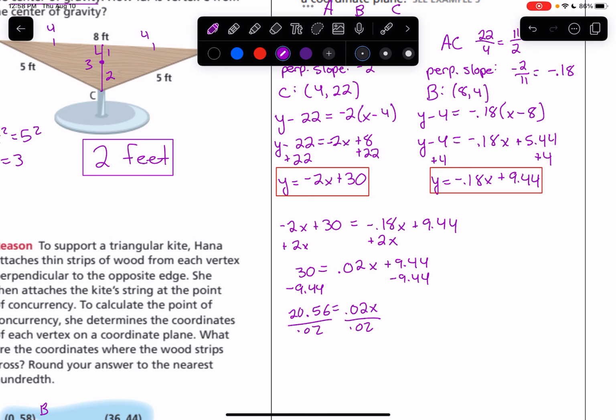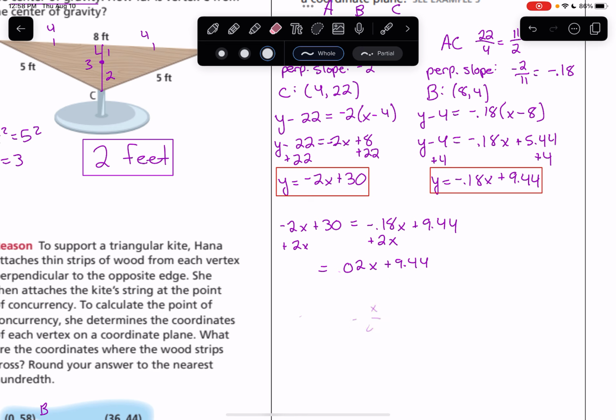Oh, because it's not 0.2. That's the problem. Hold on. This is what happens when I make videos. We're going to start here. So we'll rewrite this part.